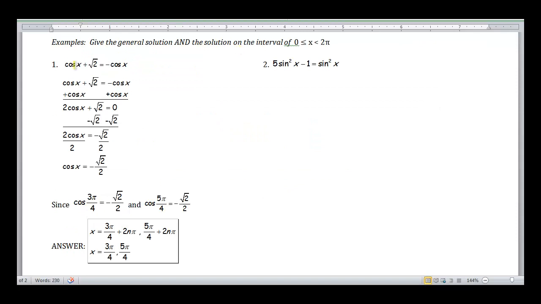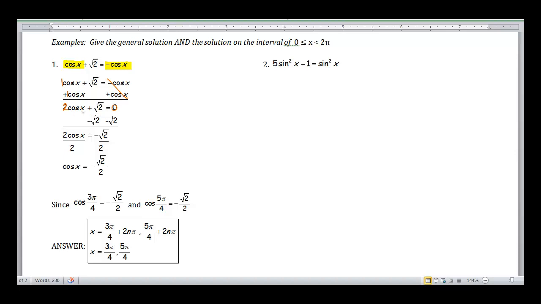So in this example, number 1, we have cosine x and a negative cosine x. Those are like terms, so we want to start by combining them. So since I have negative cosine x on the right, I could add the opposite, so add positive cosine x to each side, canceling those out and giving me 0 on the right side. And then by combining the coefficients, 1 plus 1 gives me 2 cosine x, still plus my root 2. Then we can continue solving like we did before.